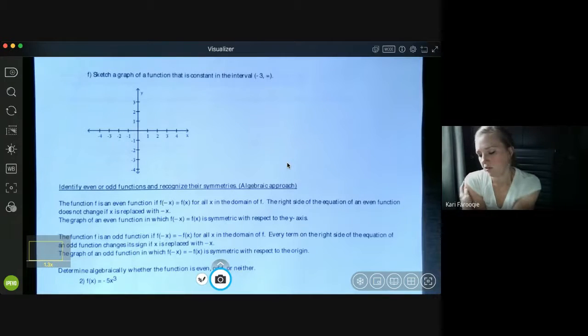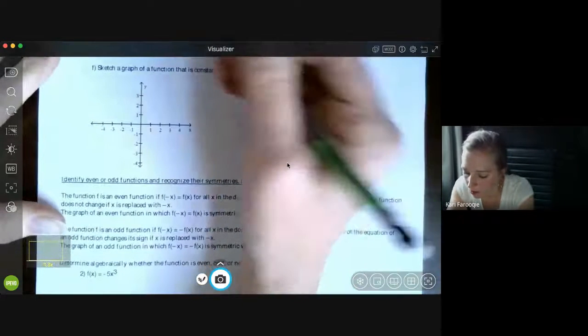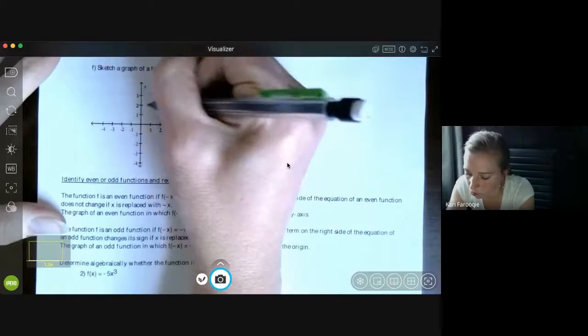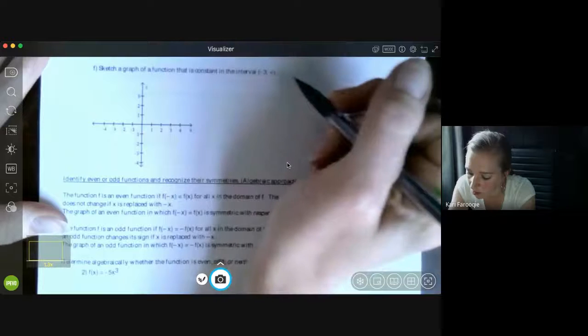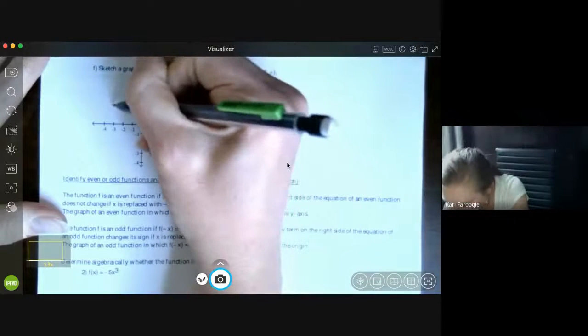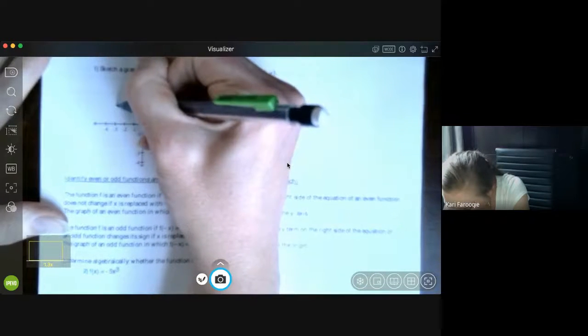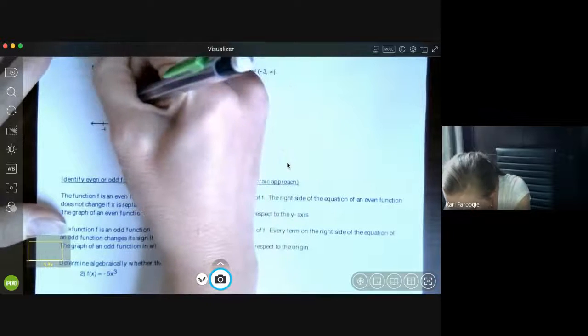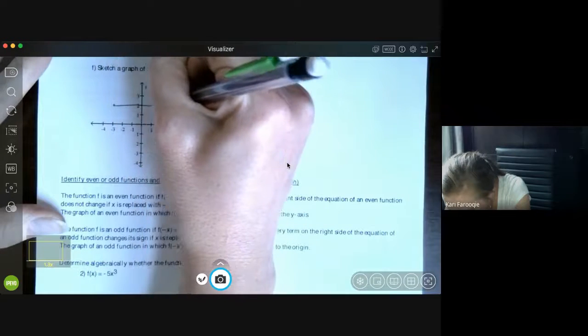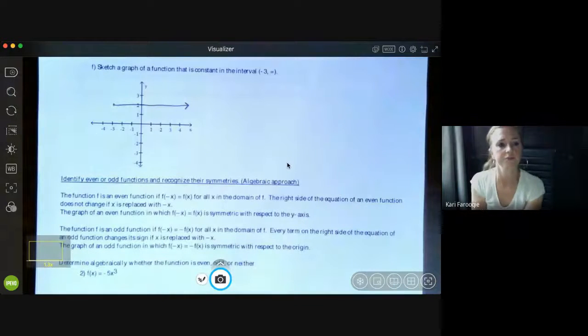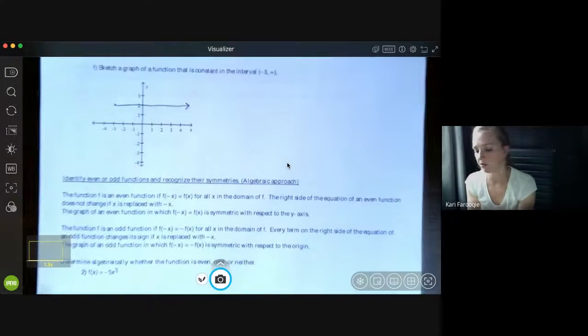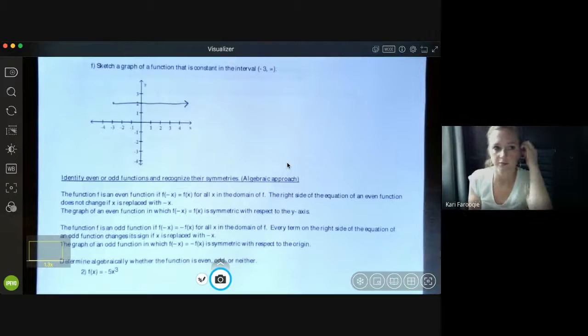So I'm going to sketch my graph. I'm going to put it at y equals probably 2, just to make it most clear. If I want it to be constant from -3 all the way up to infinity, I just need to have it look like this. Some sort of straight line. I did not use a straight edge, but that is a straight line.